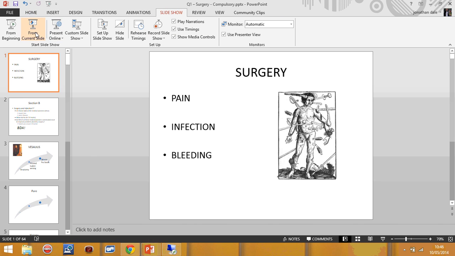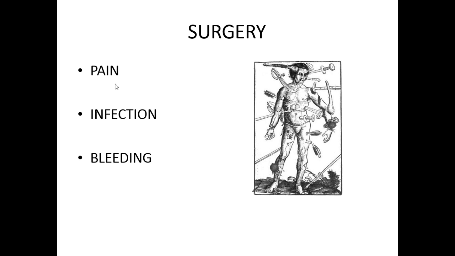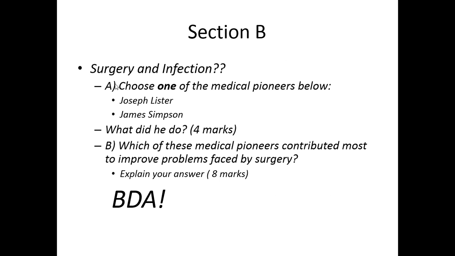Okay, so the first question is about disease and infection. The B question is going to be about surgery. So remember, surgery is in these three categories: pain, infection and bleeding. So you may have a question like this.